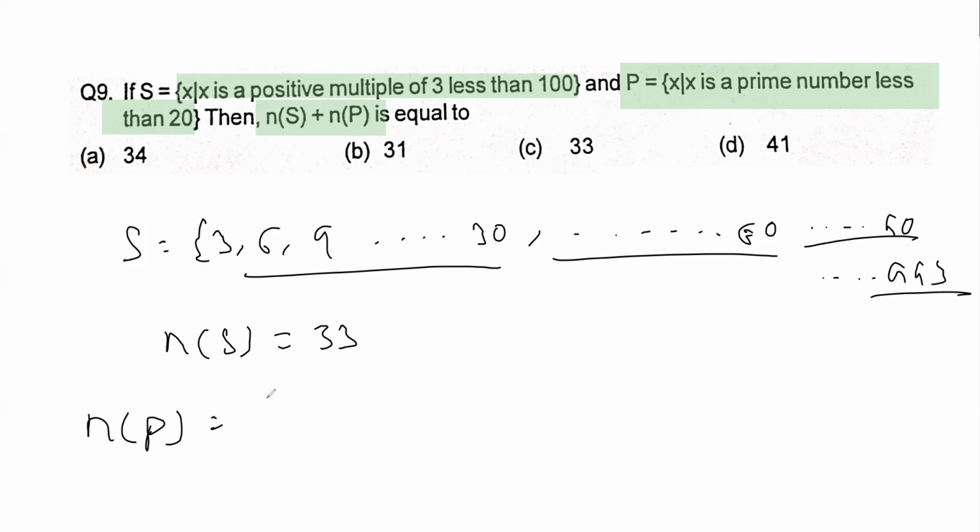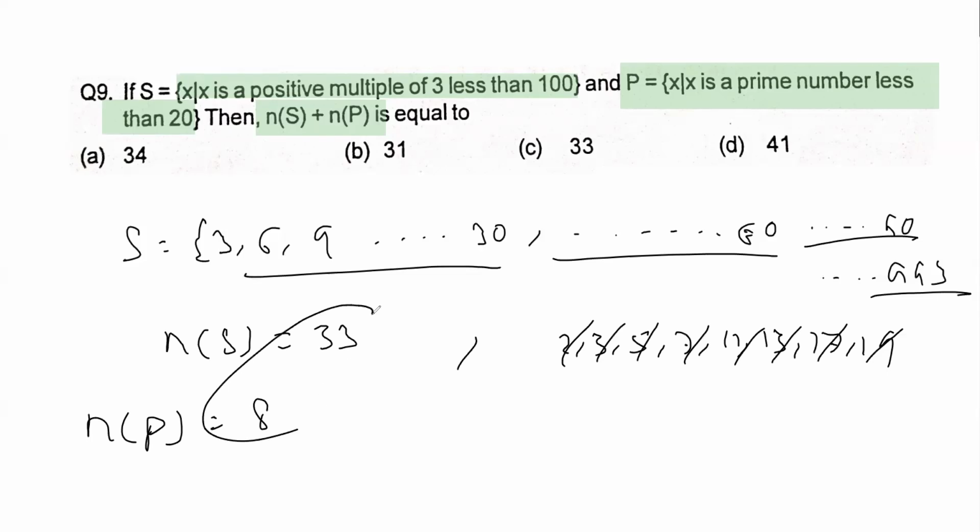Prime numbers less than what? 20. So it's 1. No, 1 is not prime. 2, 3, 5, 7, 11, 13, 17, and 19. So 1, 2, 3, 4, 5, 6, 7, 8. So this is 8. So clearly, their sum is what we have to get, and that is 33 plus 8, which is 41. D is the correct answer.